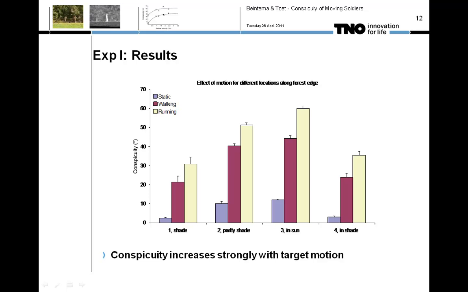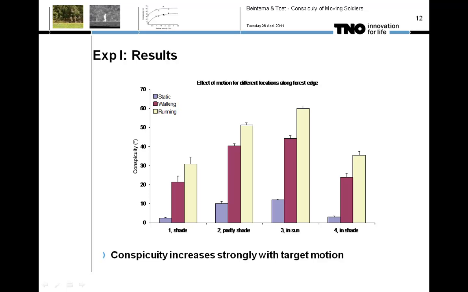The results show 2 clear effects. First, conspicuity increases dramatically when the target is in motion, even when the target is in the shade of trees and has therefore low conspicuity. Indeed, the observers complained that they lost track of the target as soon as the person stopped moving, and they had to ask the person to move a little in order to relocate the target.